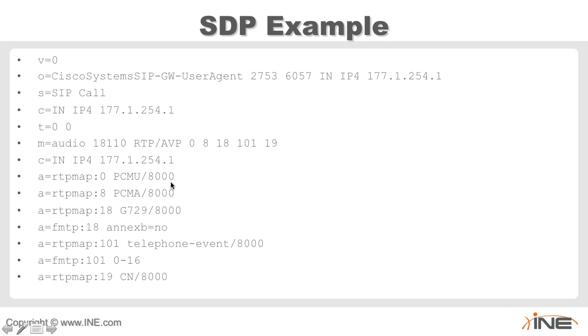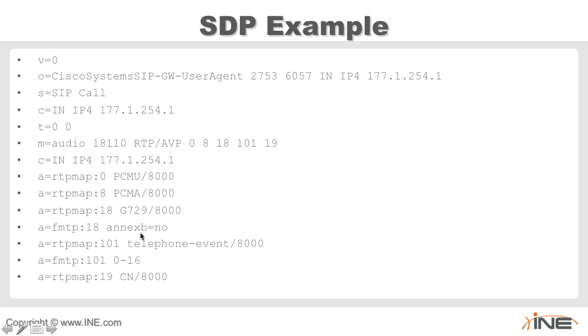What is that? 8,000 samples per second, PCM mu-law. That's G711 mu-law. Okay, 8 kilobits per second, G711 mu-law. 8 is the code for G711 A-law, with 8 kilobits per second as the sample rate: PCM, pulse code modulation, in the A-law companding format. 18 is G729 with an 8,000 bit sample. 18 Annex B is no. So for G729, we are not supporting Annex B.